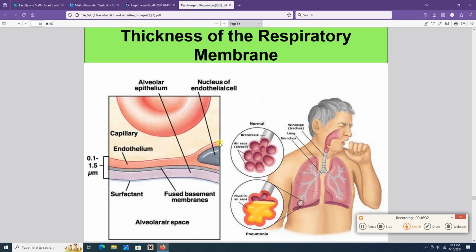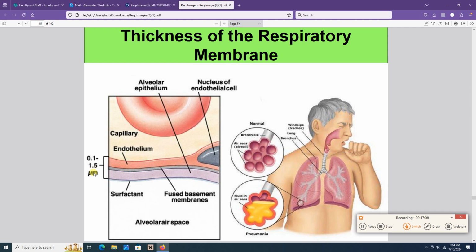Now, another thing that impacts exchange is that respiratory membrane. Recall that the respiratory membrane is what's separating the air in your alveoli from the plasma in your pulmonary capillaries. It is going to be the simple squamous epithelium of your capillary, the simple squamous epithelium of your type 1 alveolar cell, and a little bit of protein in between them. This trio is called your respiratory membrane. It can be as skinny as 0.1 micrometers.